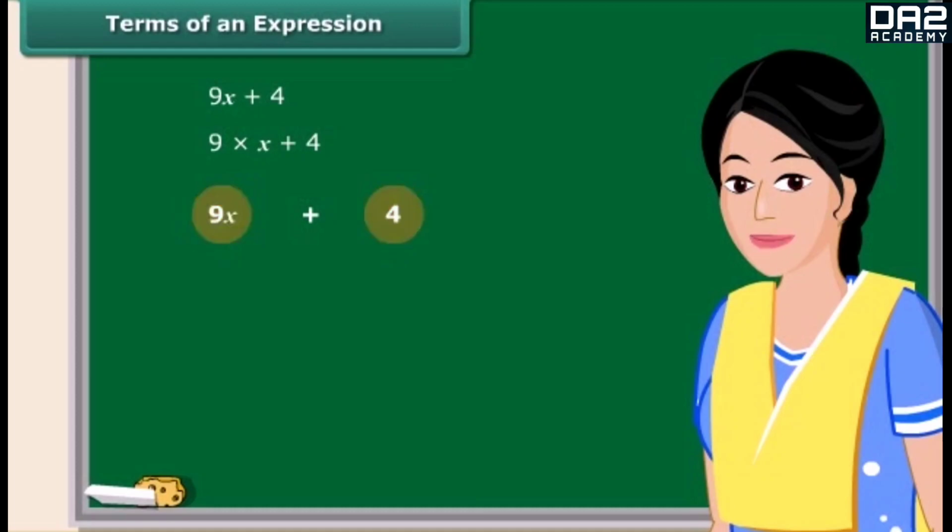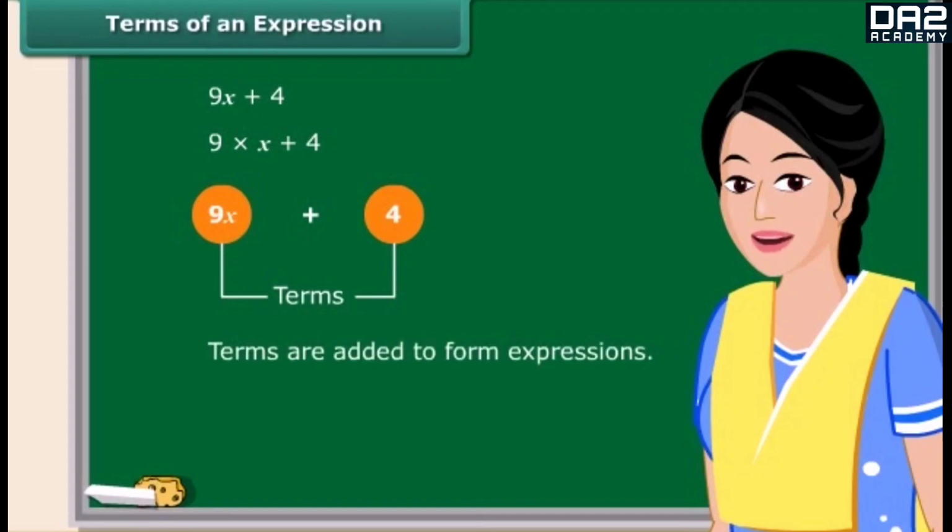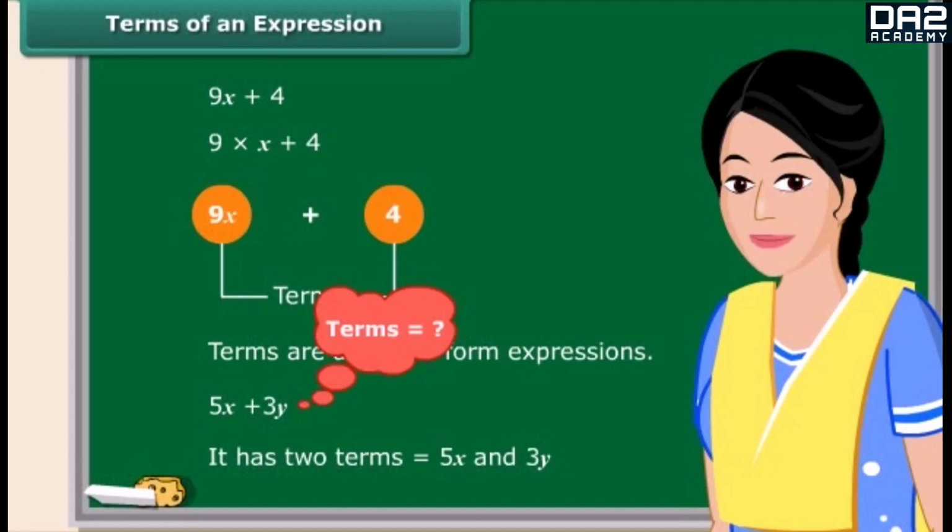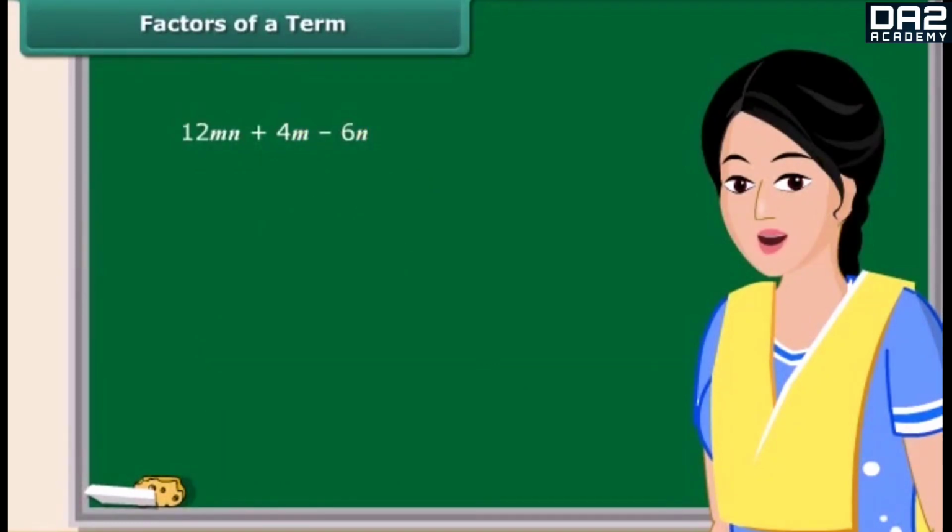We call these parts terms. That means terms are added to form expressions. How many terms are there in 5x plus 3y? That's right, it has 2 terms. A term is a product of its factors. But what are these factors?